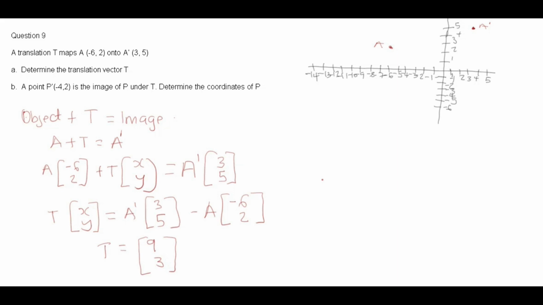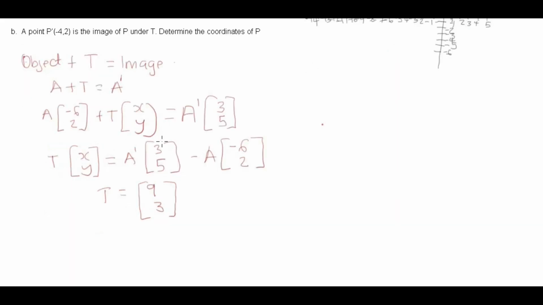Okay, so and they have been asked a point P naught (-4, 2) is the image of P under T. Determine the coordinates of P. So as before, P plus T is equals to P naught. We have been given P naught, the translation vector we know, which is this one, and we have been asked to find this point P.